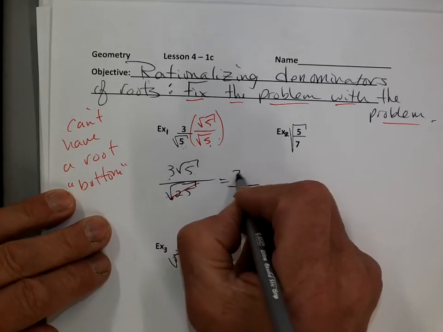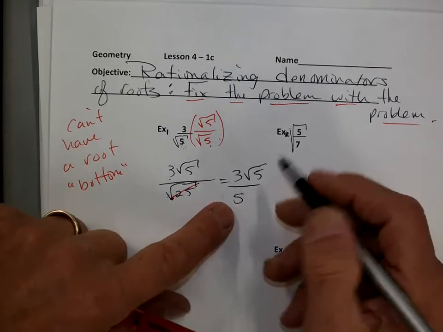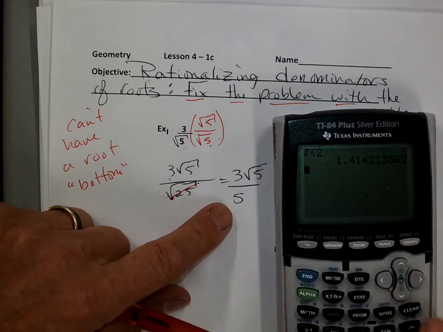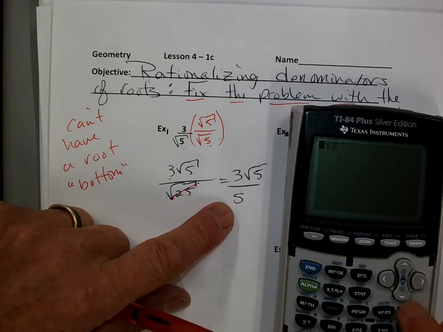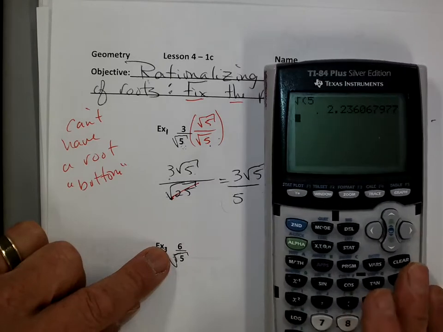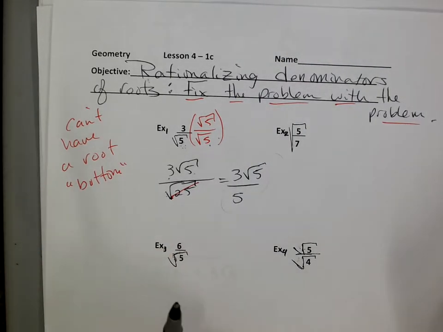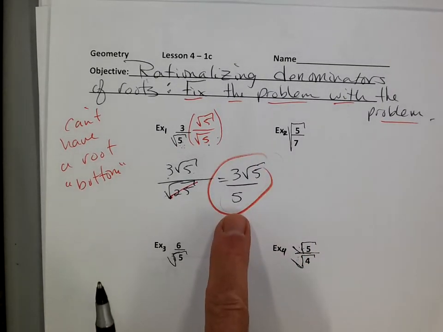On the top you have 3 square roots of 5. Now, don't divide these, because square root of 5 is really not a nice number at all. That's your answer. So what have you done? Well, you've taken it and you made sure that there is not a square root in the bottom.